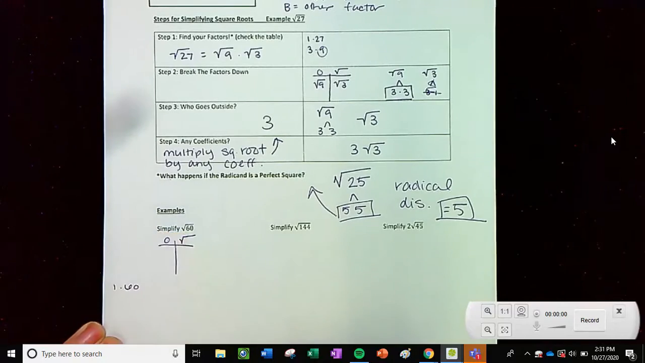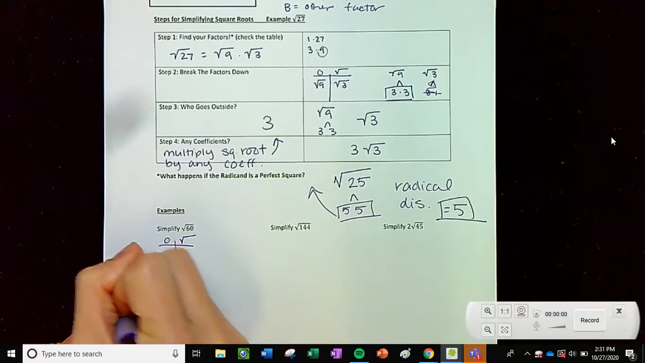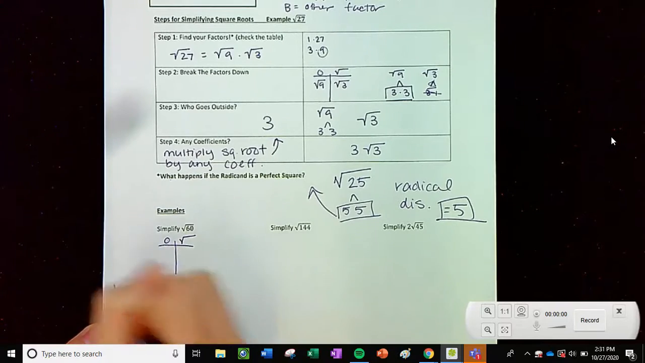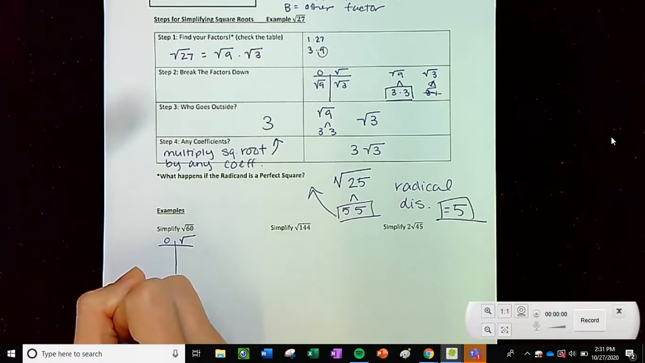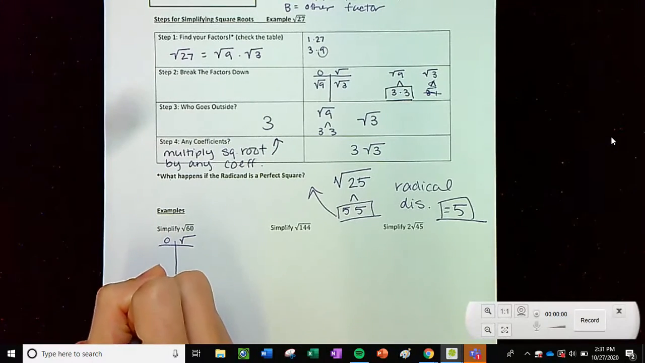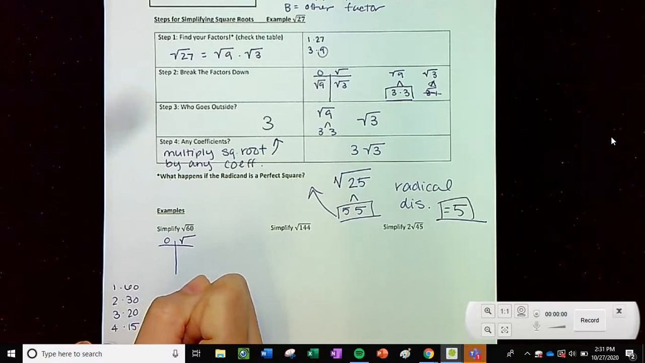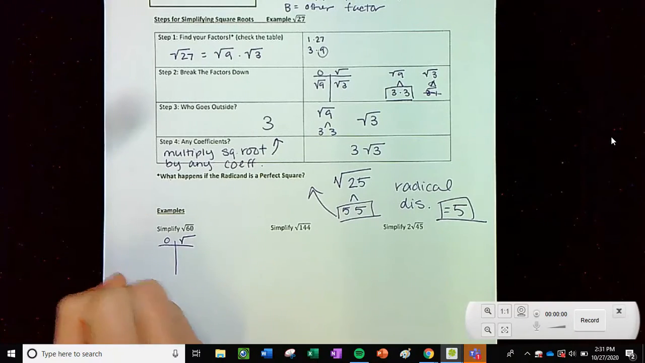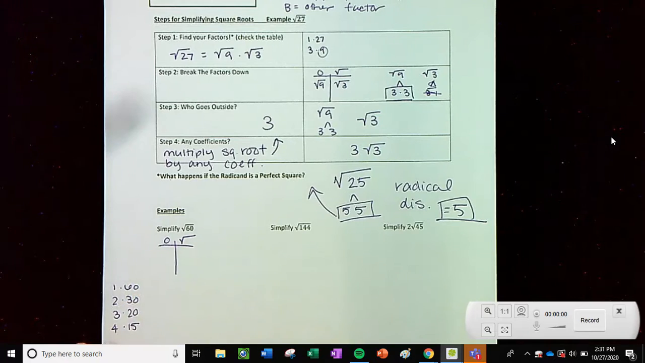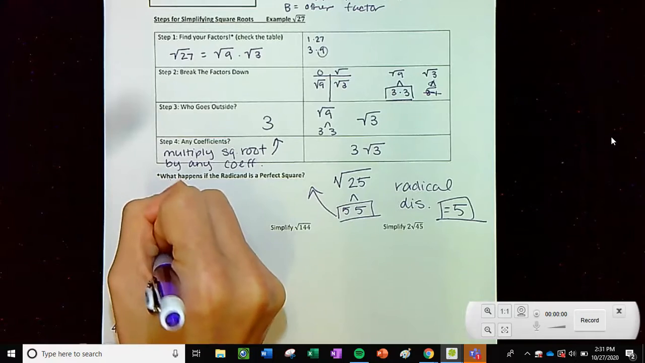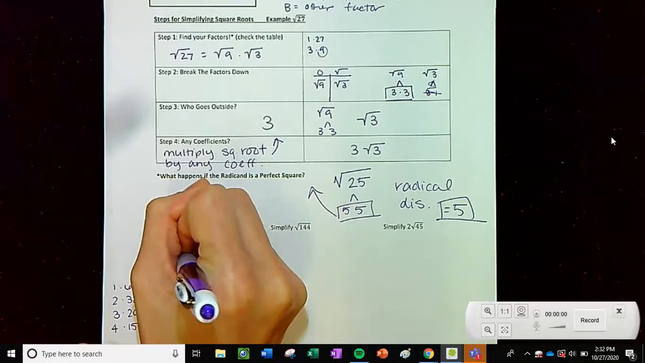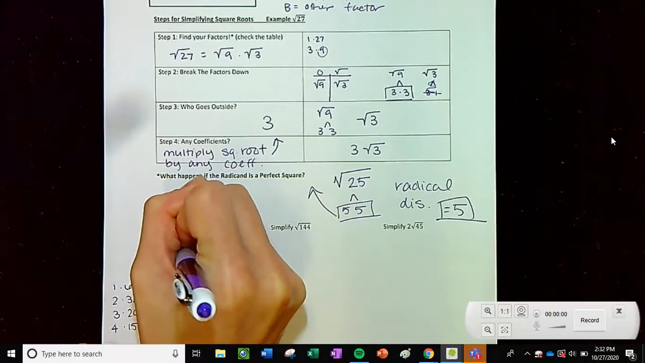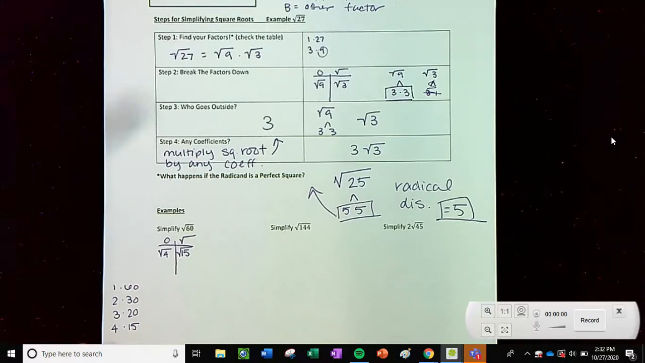1 times 60, well, we know it's not that. 2 times 30, 3 times 20, 4 times 15. 4 is the biggest and only perfect square that will divide evenly into 60. So we know that the square root of 4 is what will come outside, and 15, square root of 15, will stay inside.